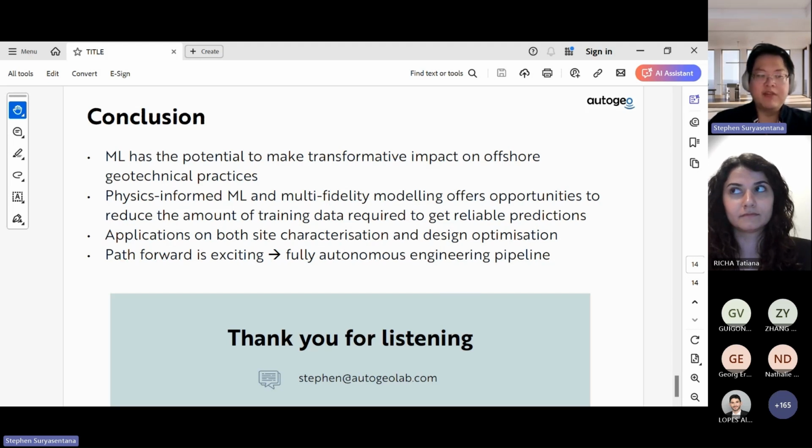And at the moment, I believe that we have just barely scratched the surface of the full potential of machine learning. And we believe that the path forward is very exciting. And I think it's just a matter of time before we can get a fully autonomous engineering pipeline in offshore geotechnics. So that's the end of my talk, and thank you for listening. And if you have any questions, I'll be glad to answer them.